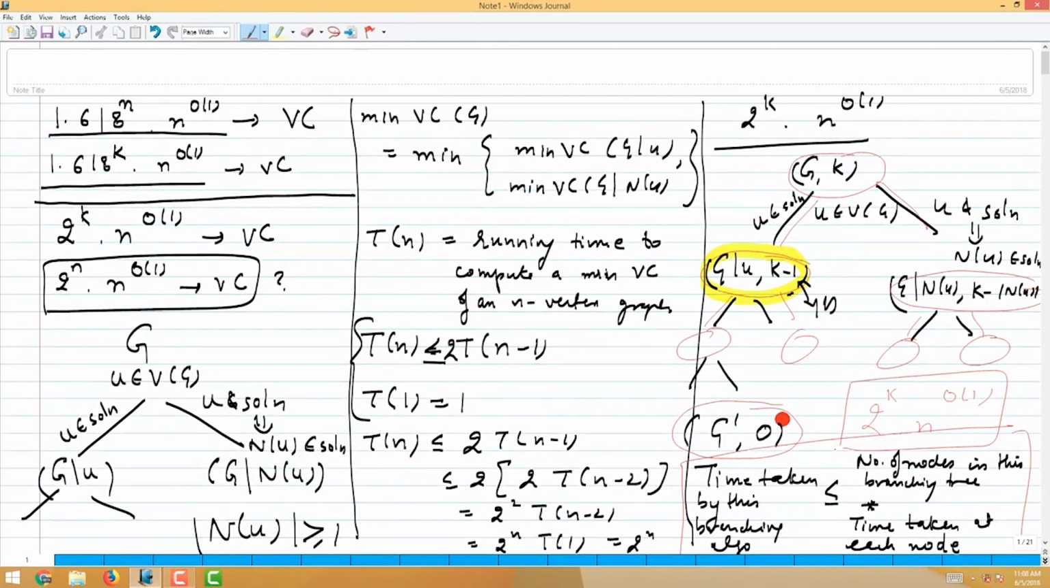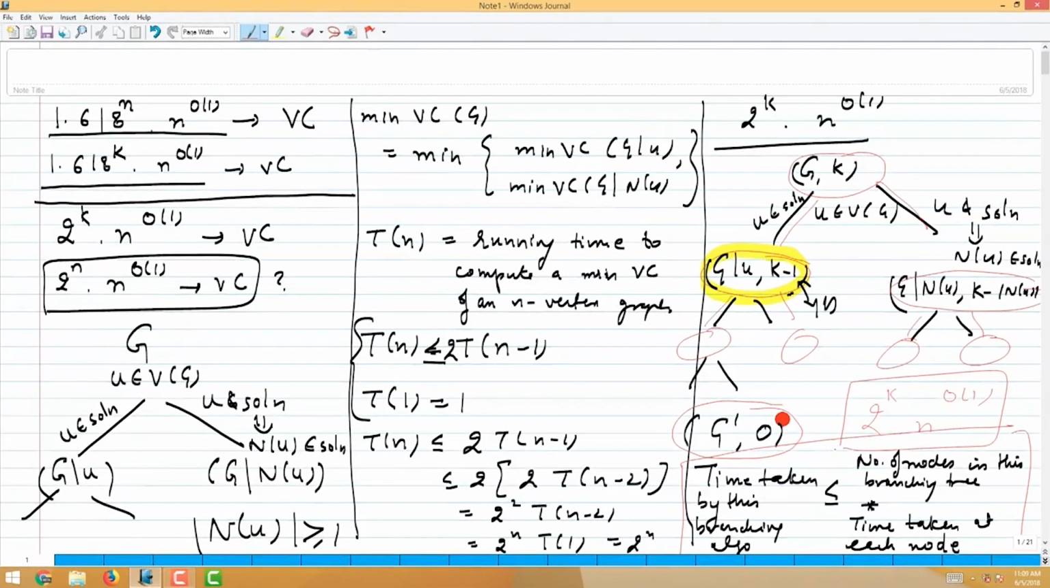The correctness of the branching algorithm follows from the fact that when we have an instance, we branch in such a way that if the original instance was a yes instance, then one of the instances on which I branch has to be a yes instance. For example here, if (G, k) was a yes instance, then either (G minus u, k minus 1) is a yes instance, or (G minus N[u], k minus |N[u]|) is a yes instance, right?